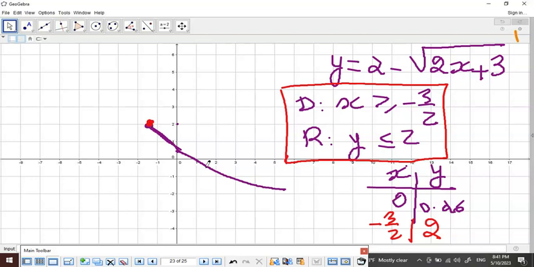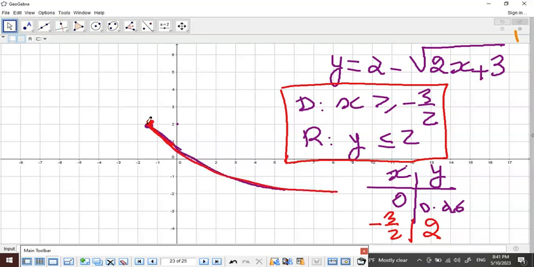Now I need to see, is it increasing or decreasing, because the radical all the time has this shape or the other shape. So I take another point. I choose for x 0. For x 0, it gives me 2 minus radical 3. It's approximately 0.26. So it's here. Now, if I join those two, the radical will continue like this, and this is the graph.